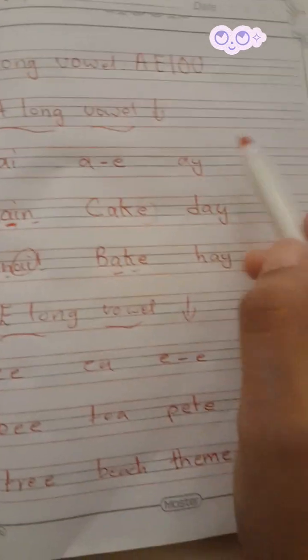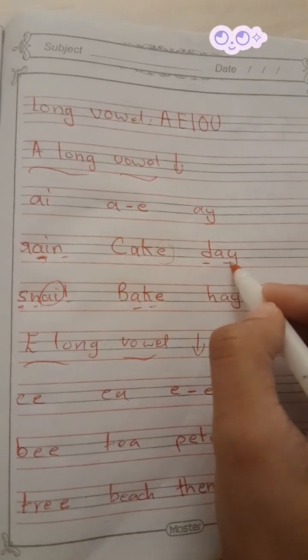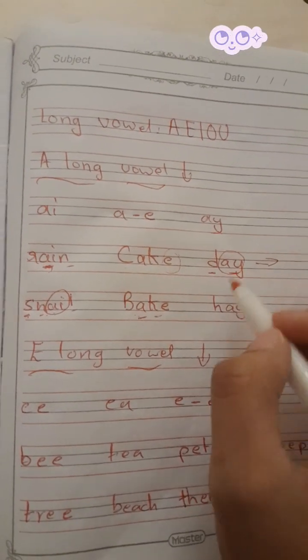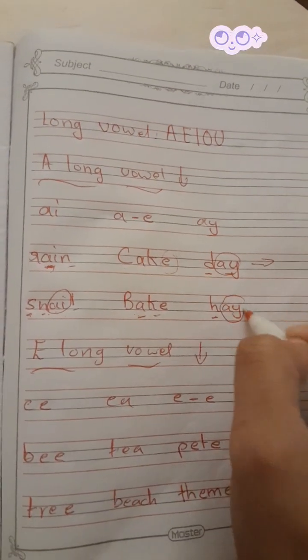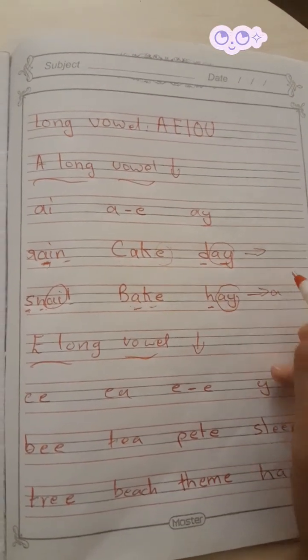Now let's see here. A-Y, A-Y, D-A-Y, day. Again, it has what? It has the A long vowel sound. H-A-Y, hay. It has the A long vowel sound, which is A.